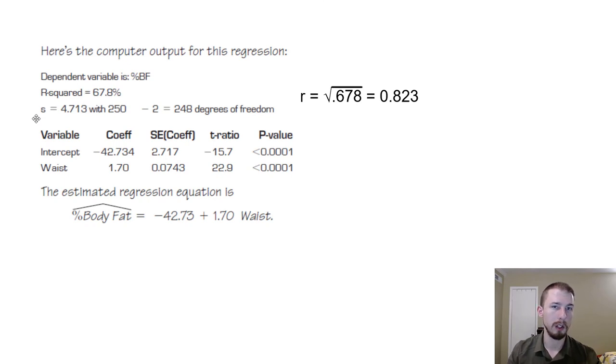Sometimes it's denoted S sub E, the standard deviation of the errors, which is basically the standard deviation of the residuals, the overall standard deviation of how far off the actual data points were from the model itself. So basically it's giving us a predictive strength of our model in real world units, which is kind of cool, with 250 minus 2, which would be 248 degrees of freedom. The reason we're subtracting 2 is because we're estimating 2 parameters instead of 1 this time. We're estimating the slope and the y-intercept.